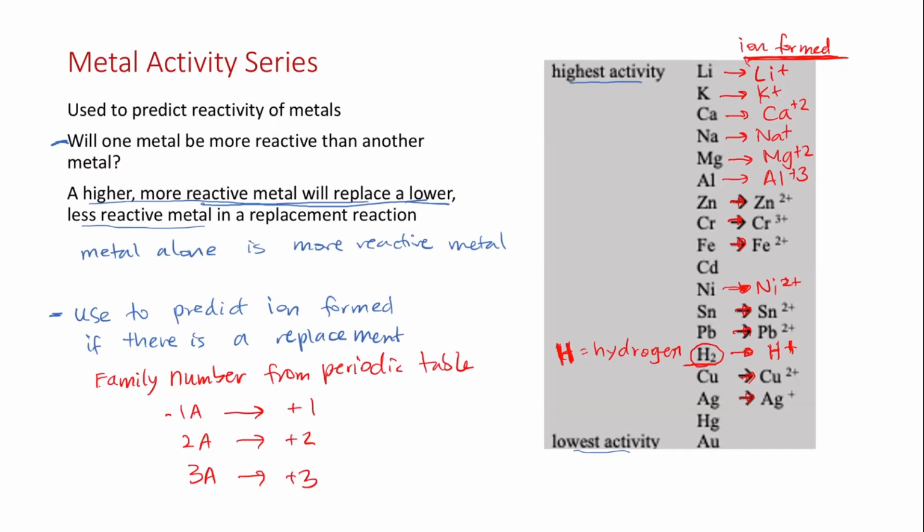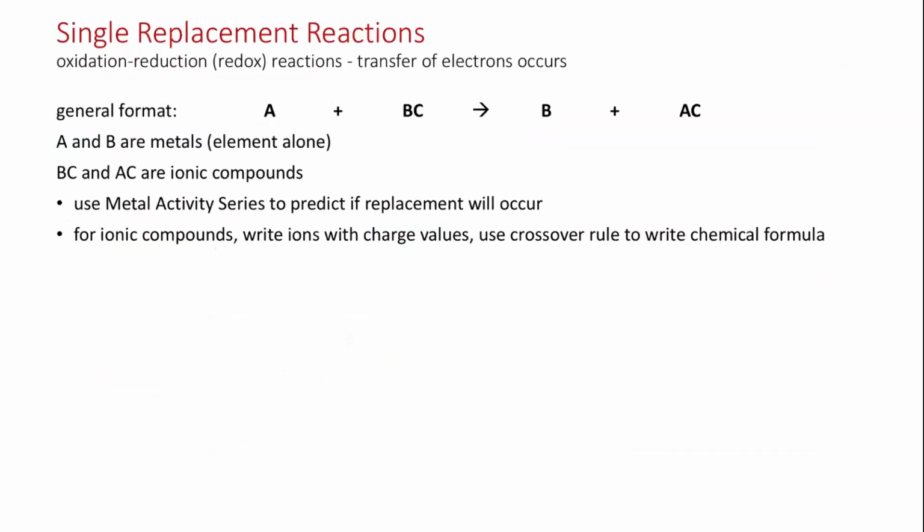So these other metals, the cadmium, the mercury and gold, we don't need to worry about those ions that are formed. We won't be seeing those. Okay, so that should be a good review of your activity series. And we're going to use that activity series to predict the metals, one metal replacing another.